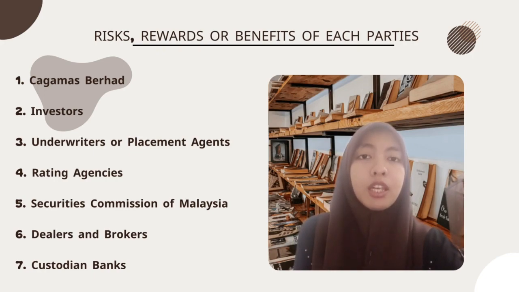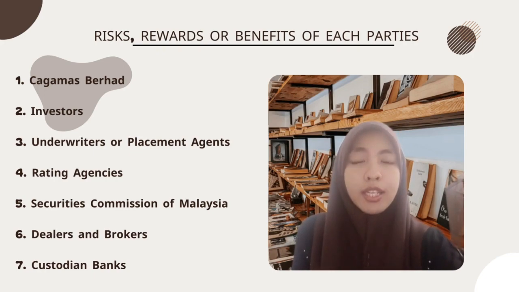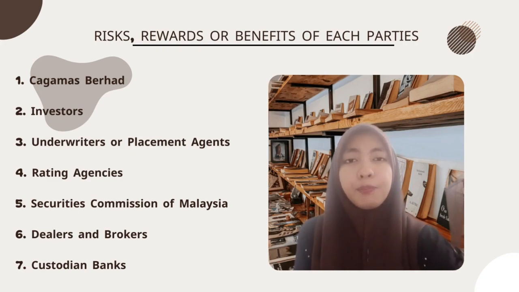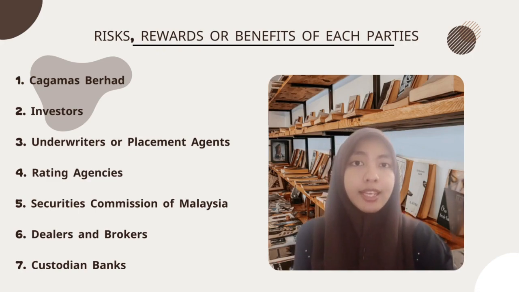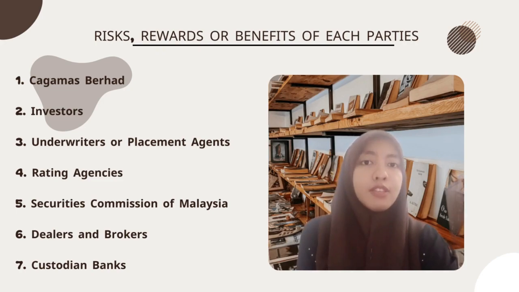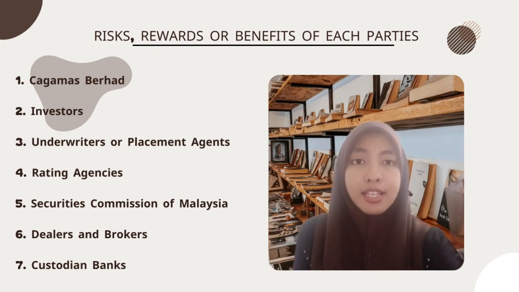And the seventh party are custodian banks, which have custodial risk. Next is rewards or benefits to each party. First party is Cagamas Berhad. They get benefits like access to funding, diversification of funding sources, lower cost of borrowing, and enhanced liquidity.